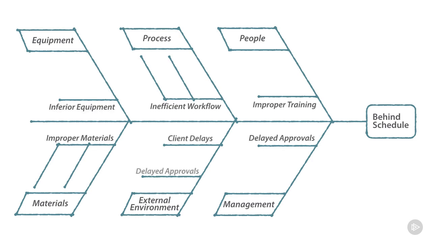Here we can see a variety of different primary causes as well. If it's people, perhaps it's improper training that's to blame. With process, perhaps inefficient workflows are the cause. Inferior equipment might be the problem, or improper materials. Client delays or delayed approvals by clients could also contribute from the external environment standpoint, whereas delayed approvals from management before we go ahead and send them on to clients could also be a potential problem.